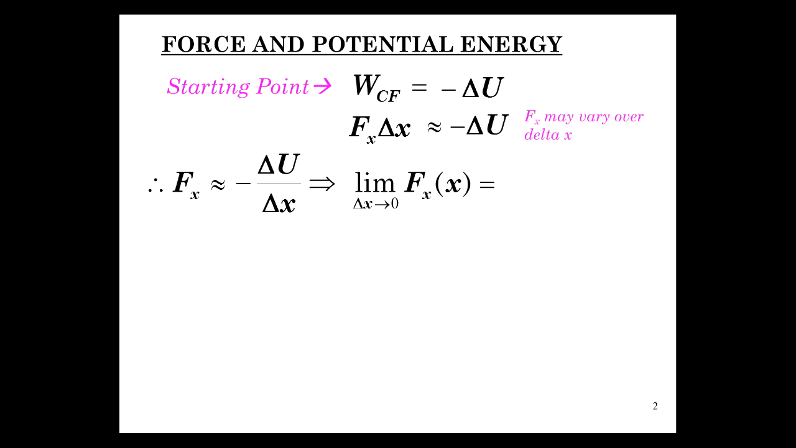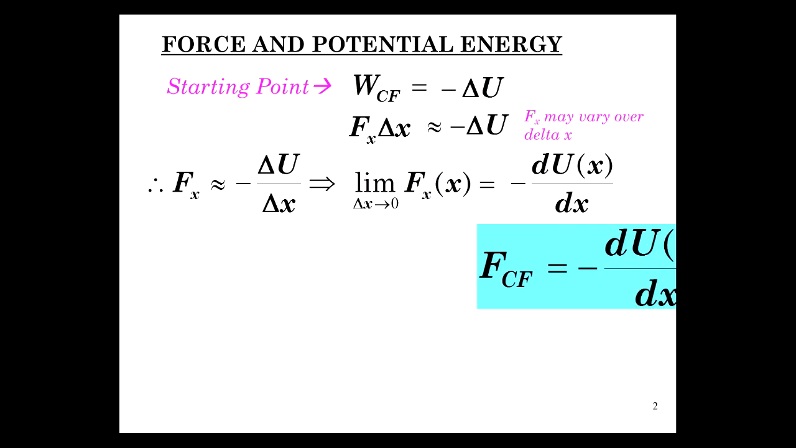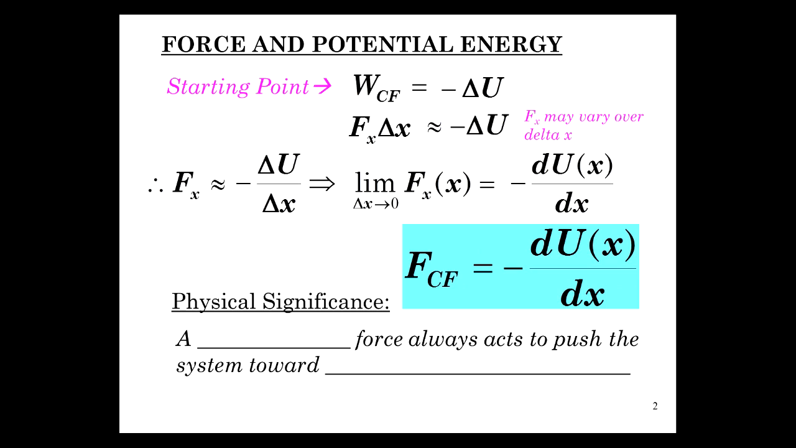So in the limit, as delta x approaches 0, the Fx as a function of x is just the negative derivative with respect to x of the potential energy. So there it is. And that's a very powerful equation, and it was very easily derived. The significance is that a conservative force always acts to push the system toward lower potential energy.